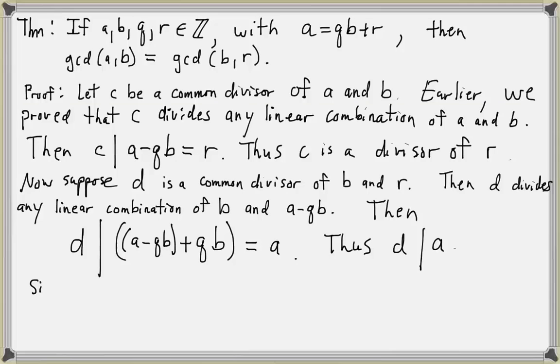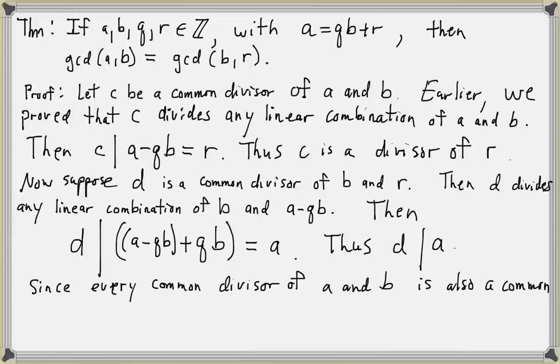So since every common divisor of A and B is also a common divisor of B and R, it follows that the greatest common divisor of A and B must be the same as the greatest common divisor of B and R.